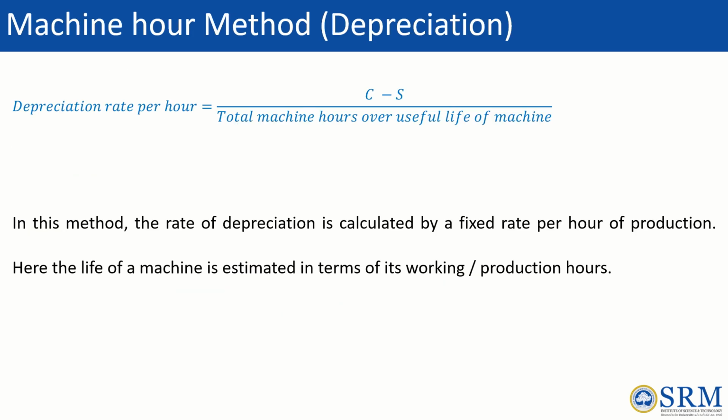Okay, next method is the machine hour method of depreciation. This method assumes that a machine's wear and tear is directly tied to how many hours it actually runs rather than how many calendar years have passed. Under this approach, we first establish a fixed depreciation rate per operating hour using the formula: depreciation rate per hour is equal to C minus S divided by total machine hours over the useful life of the machine. This method is highly effective for calculating cost accurately when a factory's production volume fluctuates significantly from year to year.